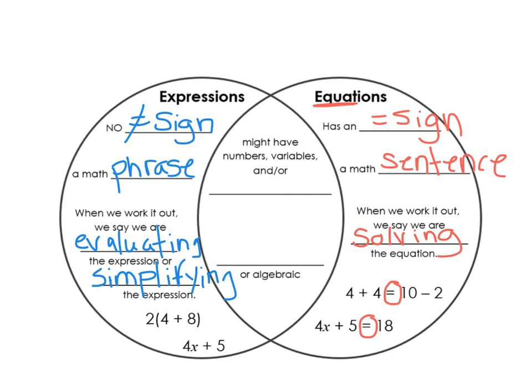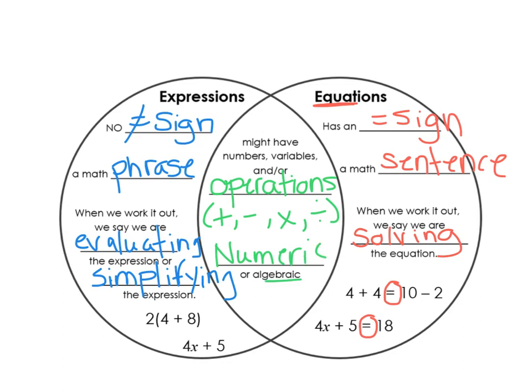Now let's talk about some things that they have in common. They might have numbers, variables, and operations in common. Remember, operations are when we add, subtract, multiply, or divide. And they can be numeric, which means they have numbers. Or they can be algebraic, which means they have letters, variables.